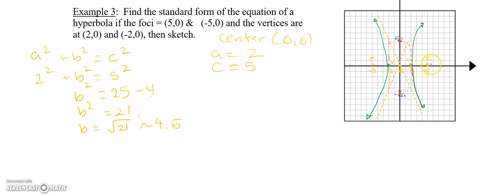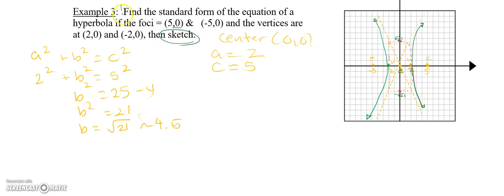I have F for my foci with their values marked, C for my center at the origin. I have V for my vertices with their values marked at 2 and negative 2. I went up square root 21 and I went down square root 21 from the center to draw in my box. And I have my 2 branches that are close to my asymptotes and go through the vertices. So my graph is done. Remember, when it says sketch, it means graph using all these attributes.